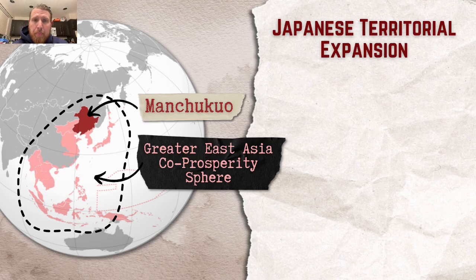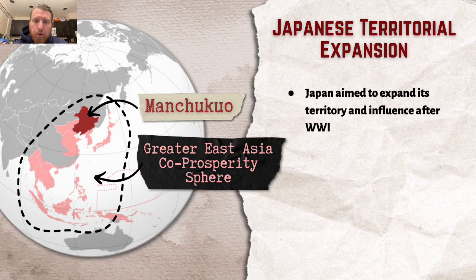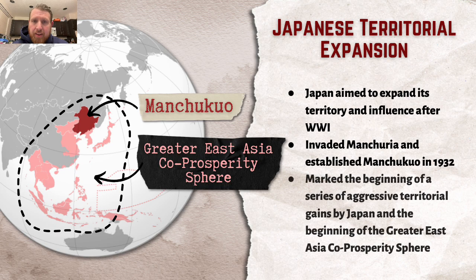All right, then we have the puppet state of Manchukuo. This was established in 1932 and was a result of Japan's expansionist policies leading up to and during World War II. Manchukuo was central to Japan's ambitions to dominate Asia. It really served as both a symbol of Japanese imperial might and also a practical step towards realizing that Greater East Asia Co-Prosperity Sphere. It was a grandiose concept.